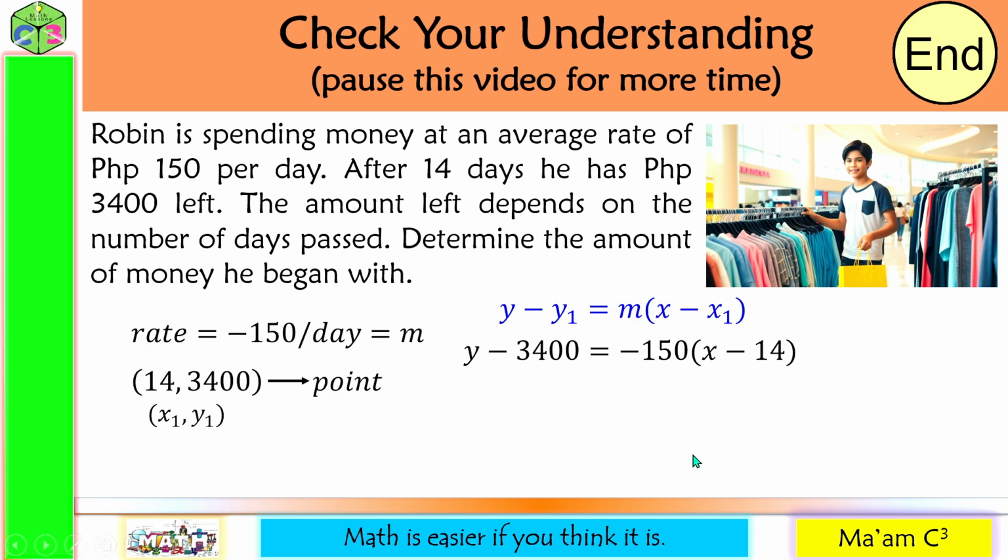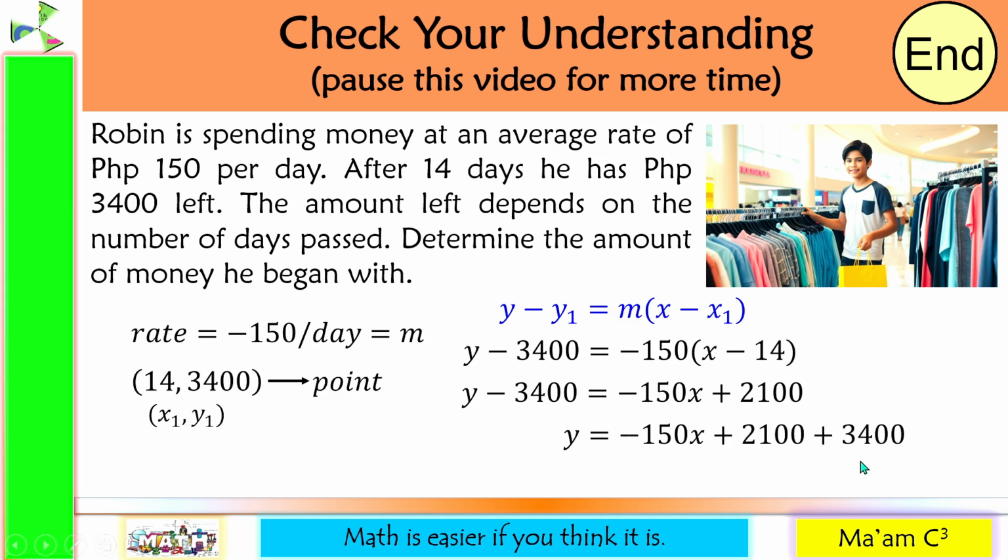Let us distribute negative 150. So this will be negative 150x. Negative 150 times negative 14. Negative negative is positive. 150 times 14 is 2,100. Let us move negative 3,400 on this side. It will become positive. 2,100 plus 3,400 is 5,500. So our answer will be y is equal to negative 150x plus 5,500. This 5,500 is the initial money that Robin has. This is the money he began with.